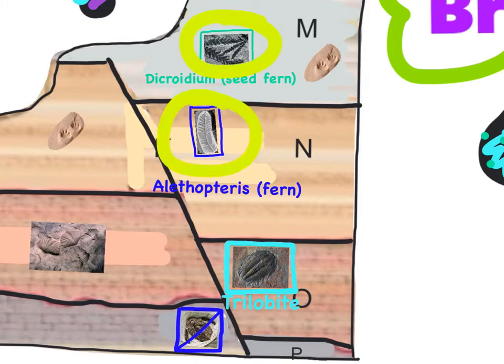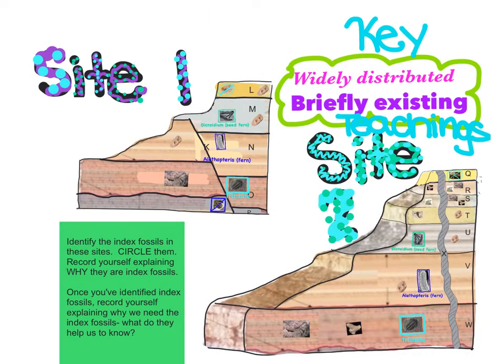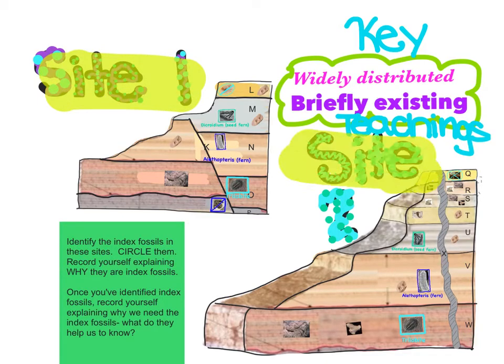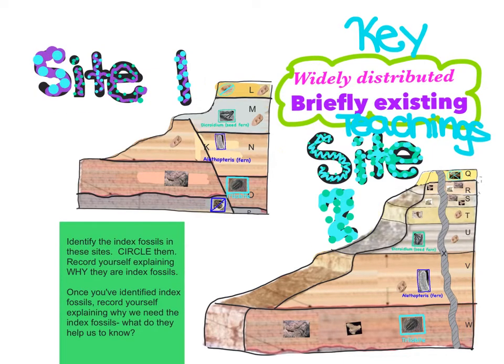These three fossils are known as index fossils because they are all in different locations, or in this case, they are both at Site 1 and Site 2. So they are widely distributed, and they are only found in one layer at each site, so they are also briefly existing. These fossils all have the requirements to be an index fossil, meaning they are both widely distributed and briefly existing. So this proves that they are index fossils.